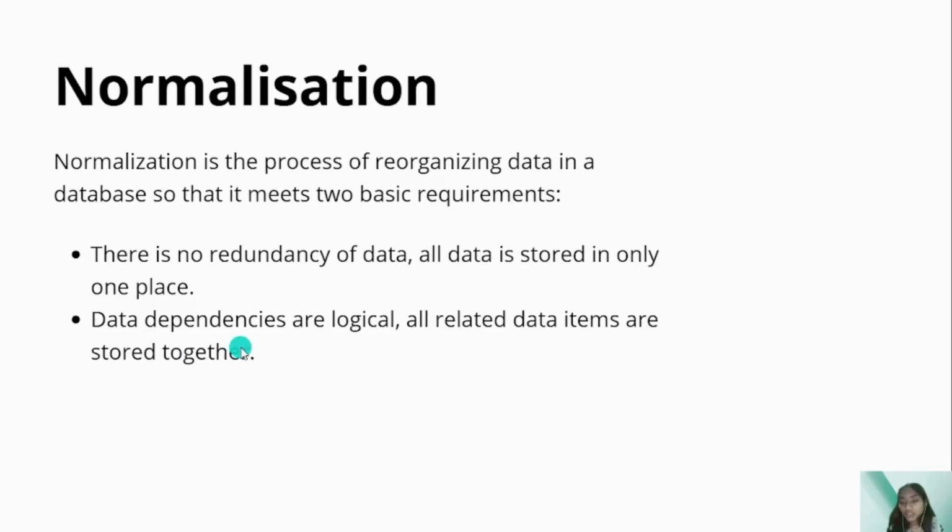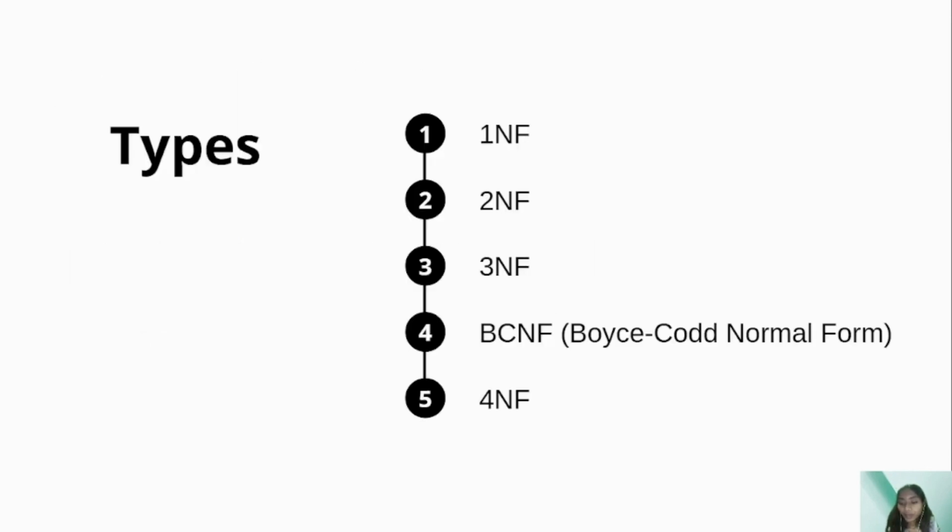Discussing normalization. Normalization is the process of reorganizing data efficiently in a database so that it meets two basic requirements. First is to eliminate redundant data, and second is to ensure data dependencies, that is, only related data is stored in the table. Now these are the various normal forms of a database: first normal form, second normal form, third normal form, Boyce-Codd normal form, and fourth normal form.